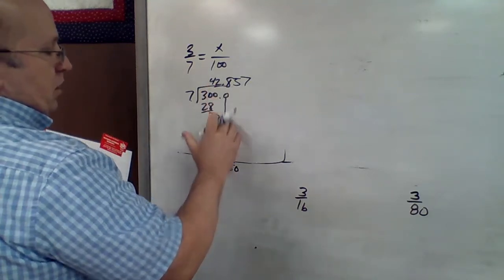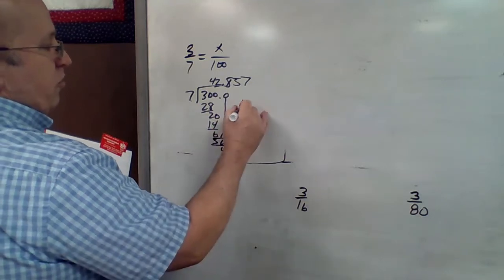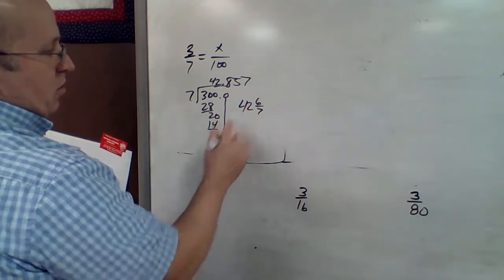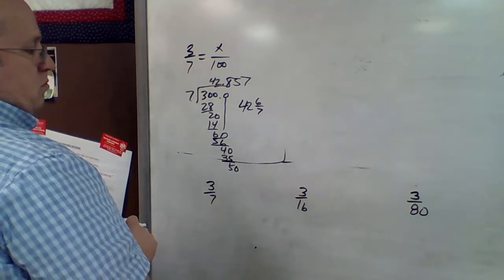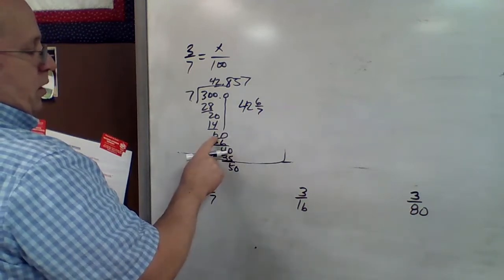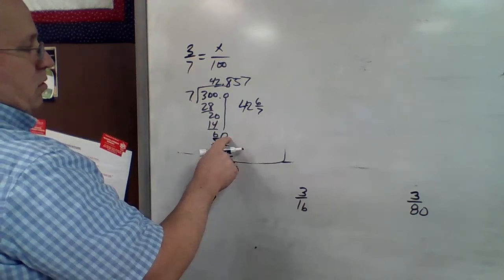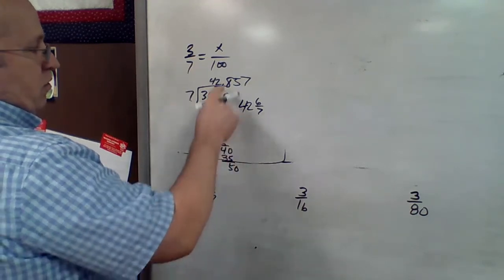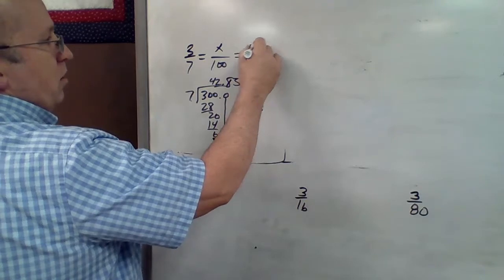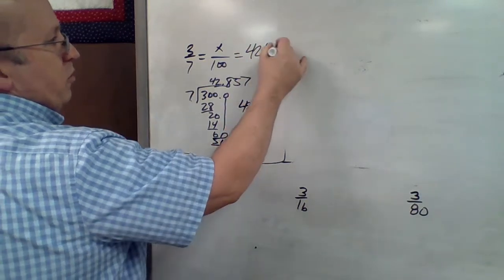What if instead of bringing down this 0, I call this 42 6/7? Is that acceptable? Yeah, it is. See this 6 remainder right here? That's right before I brought down the 0. 6 over 7, 42 6/7. So we could call this 42 6/7%.